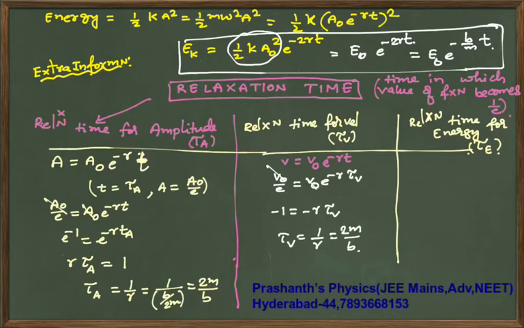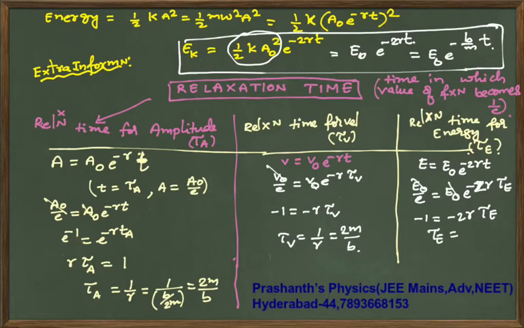Next, if you take the relaxation time for energy, your energy expression is E equal to E naught times e power minus 2 gamma t. So E naught by e is equal to E naught times e power minus 2 gamma times tau E. E naught will cancel off. So minus 1 is minus 2 gamma times tau E. So tau E is 1 by 2 gamma. Previous values are 1 by gamma. So 1 by 2 gamma means 1 by b by m, which is equal to m by b.